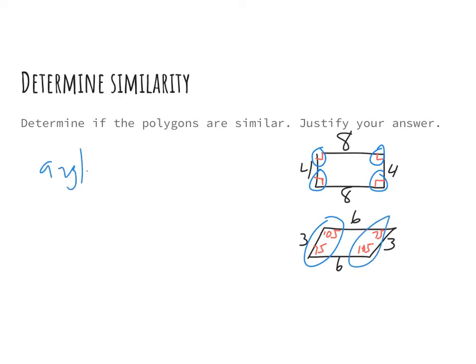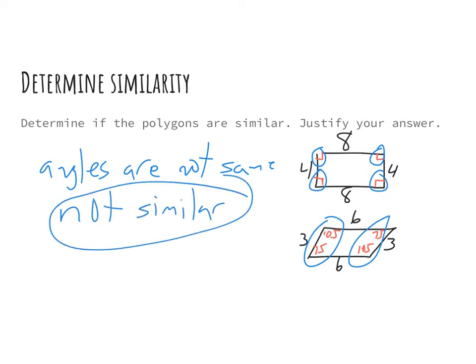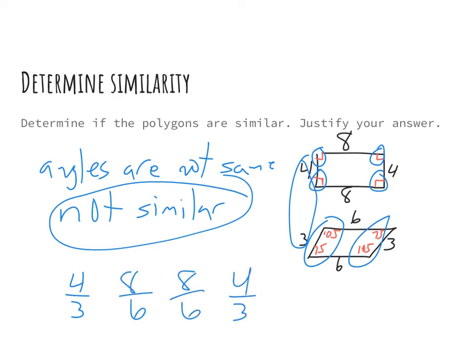So since our angles are not the same, that means they are not similar. If the angles were the same, then we could go and look at the sides. Let's assume the angles were the same, we would look at the side proportions. So 4 and 3, 8 and 6, 8 and 6, 4 and 3. If all of these were equal, which they are, then it would be similar. However, since the angles are not the same, it is not similar.